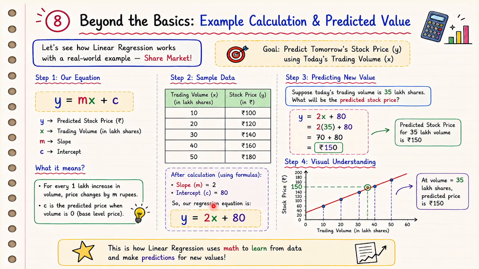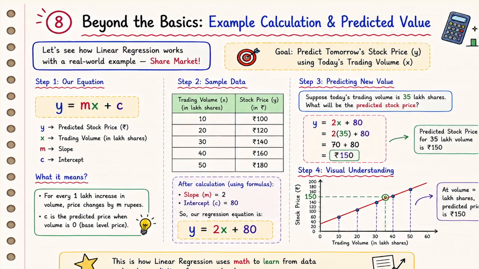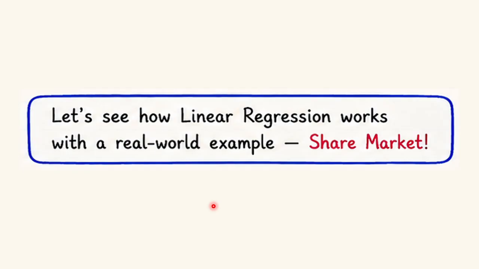Now let's take one simple example and calculate a predicted value. We already understood the equation, y is equal to mx plus c. Now let's see how we can use this equation with an example. For example, we will take the share market example. Our goal is to predict the stock price based on the trading volume. This is only a simple illustration to understand how linear regression calculates and predicts values.